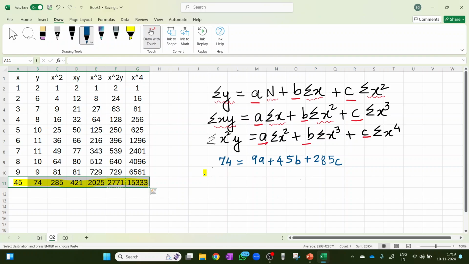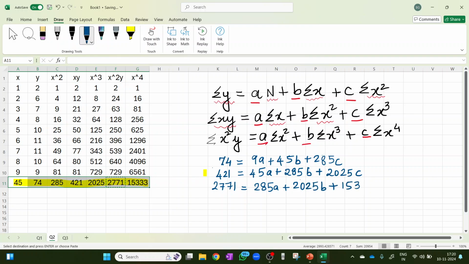Fine. Moving further, second equation. We have summation xy, that's going to be 421, equal to a times summation x, which is going to be 45a. Then you have 285b, and you will have 2025c. Lastly, summation x square y is 2771, which is 285a, 2025b, and 15333c. So we have three equations.